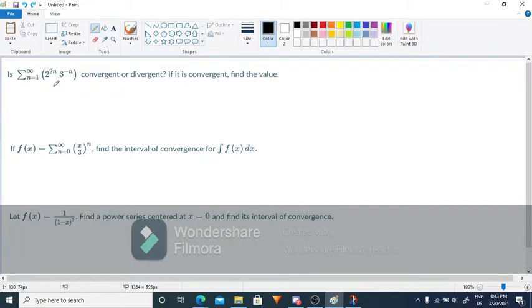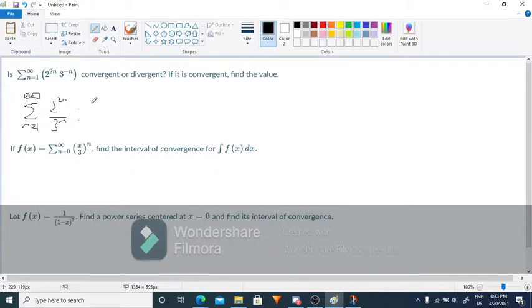Before I start doing that, I want to get rid of this negative exponent because that makes it kind of ugly and harder to deal with. Instead of having the negative exponent, that's just the same as 1 over 3 to the n, which means I can change this infinite series to be 2 to the 2n over 3 to the n.